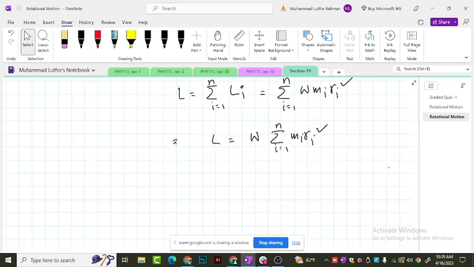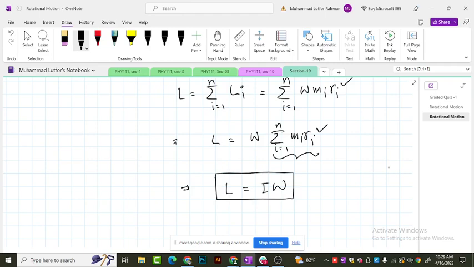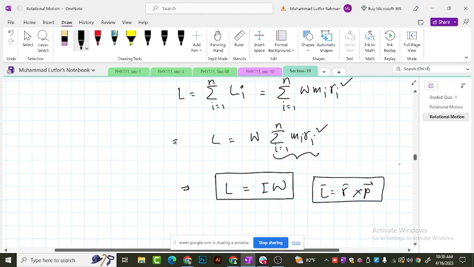It is the moment of inertia. That's why I write moment of inertia: L is I omega. This is the angular momentum of the system when it has a moment of inertia I and is rotating with angular velocity omega. For a point mass distribution, there are two formulas to write the angular momentum. If you know the linear velocity, you can use the first formula, or if you know the angular velocity, you can use the other formula to find the angular momentum of the system. That's how we find the angular momentum for these two cases.